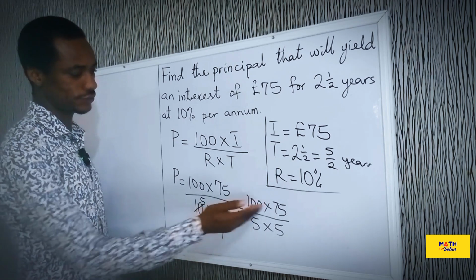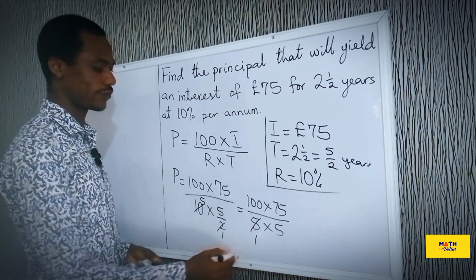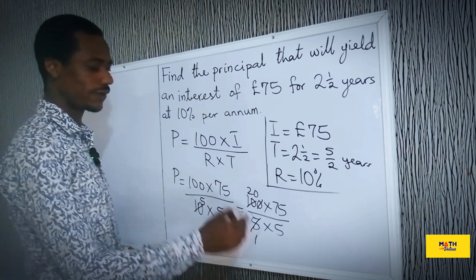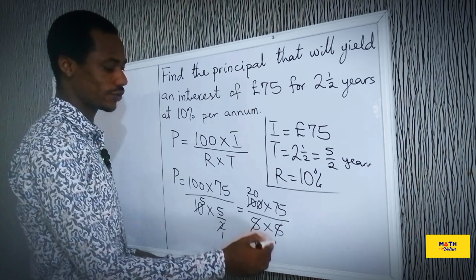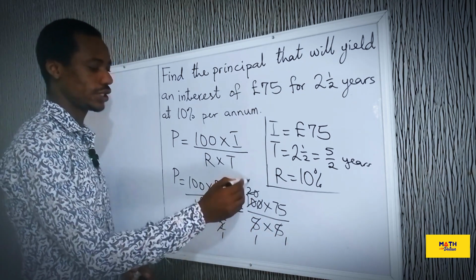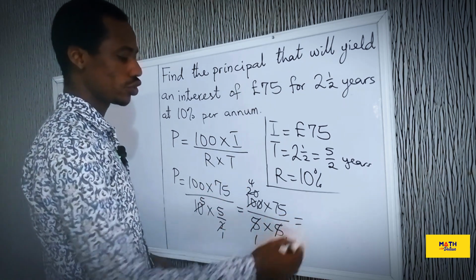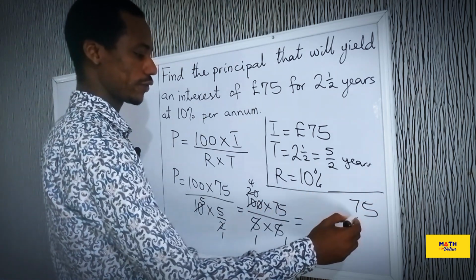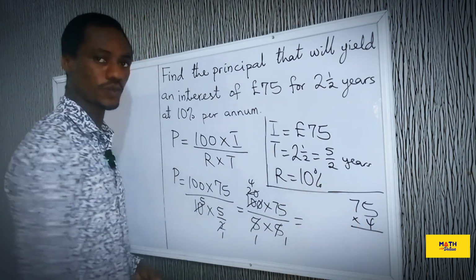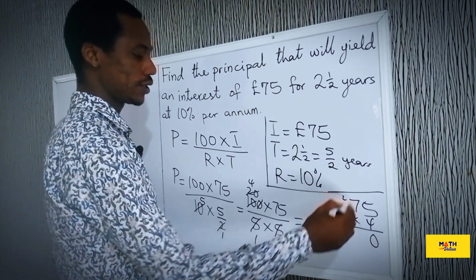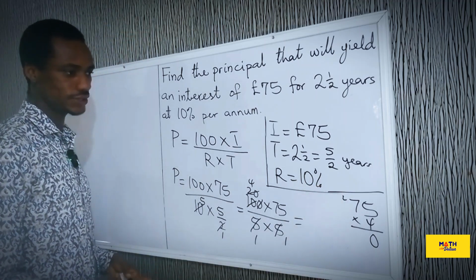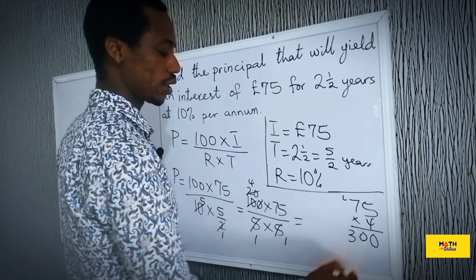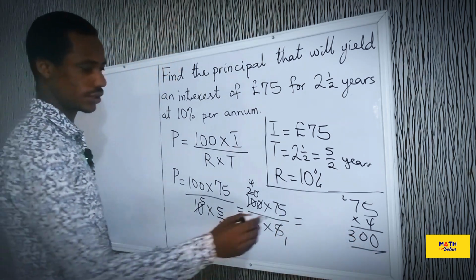So I have this. 5 can go in 5 once, and then 5 in 100 is 20. 5 can still go in 20. So 5 goes there once, and then 5 in 20 is 4. So what we have left will be 75 times 4. I can do that with the conventional method. 75 times 4. 4 times 5 is 20, and 4 times 7 is 28. 28 plus 2 will give you 30. So that is 300.